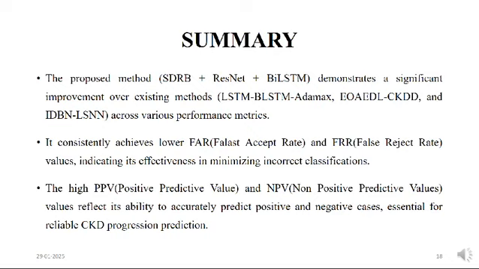In summary, the proposed method, the combination of SDRB plus ResNet and BiLSTM, demonstrates a significant improvement over existing methods across various performance metrics. It consistently achieves lower FAR (false accept rate) and false reject rate values, indicating its effectiveness in minimizing incorrect classification. The high PPV (positive predictive value) and negative predictive value reflect its ability to accurately predict the positive and the negative cases, essential for reliable CKD progression.